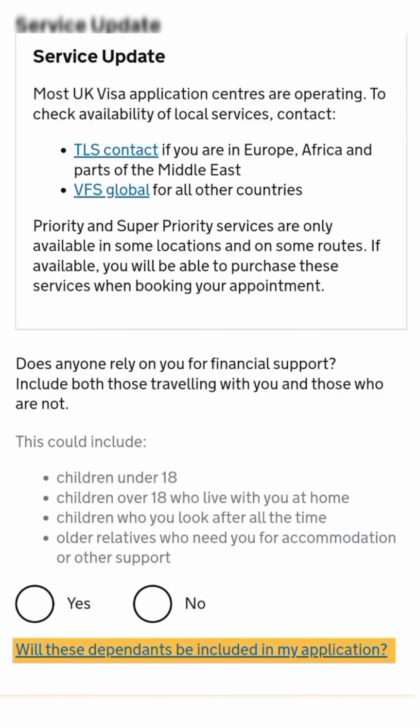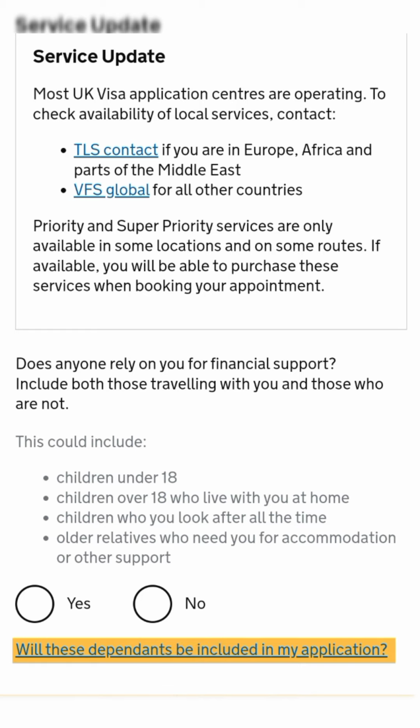Here's another question. Does anyone rely on you for financial support? And then it goes ahead to tell you to include both those traveling with you and those who are not. Now, you guys listen. This question also states that you can put children below 18, children above 18 who live with you, children who you look after all the time, or older relatives who need you for accommodation or other support. Now, this is where you put your children. You know how people ask, where do I declare my children in my visa application? This is the question. Put the names of your children here. Put the names of your children under this question.